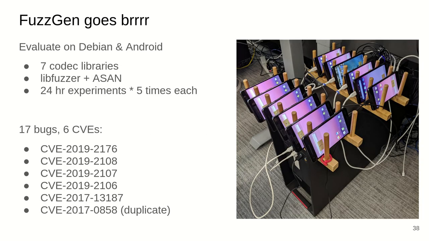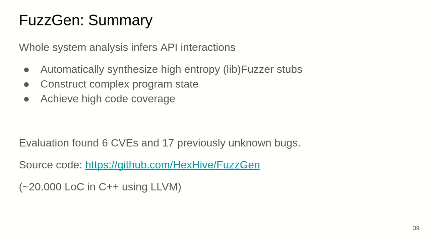We evaluated our target on Debian and Android on different kinds of codec libraries, and did 24-hour experiments, and this found 16 bugs and 6 CVEs that we reported to Google and have been fixed on the Android phones. So FuzzGen presents whole system analysis that infers API interactions and allows us to automatically synthesize high entropy LibFuzzer stubs. It constructs a complex program state and achieves very high code coverage. The implementation is roughly 20,000 lines in C++ on top of LLVM, but it was fairly efficient in finding bugs.